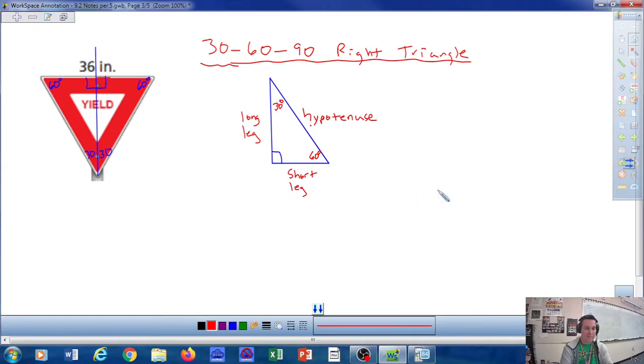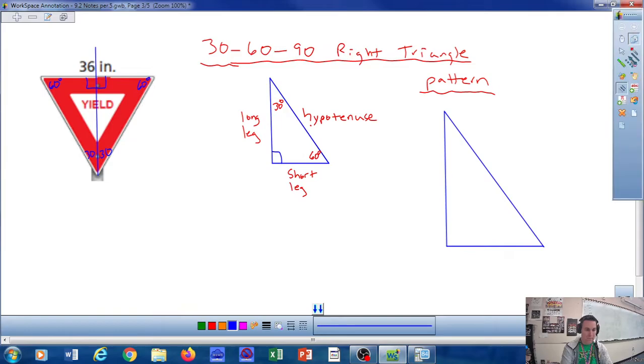What the heck is the pattern for a 30, 60, 90? So here is the pattern. On a 30, 60, 90, I'm going to draw it the same way for you. Just make it a little bigger. Okay, so we have our 30, 60, 90. We have our 90 here. I'll put my 30-degree angle there. I'll put my 60-degree angle there. They can be rotated, whatever, but you're just looking for it.